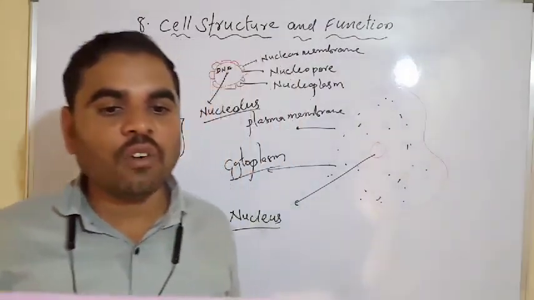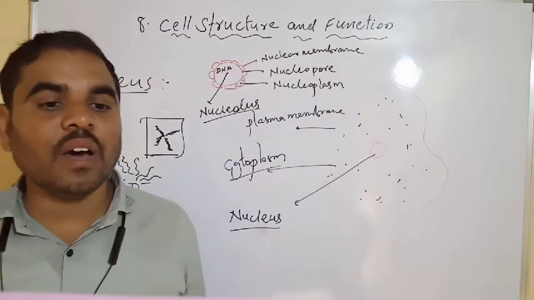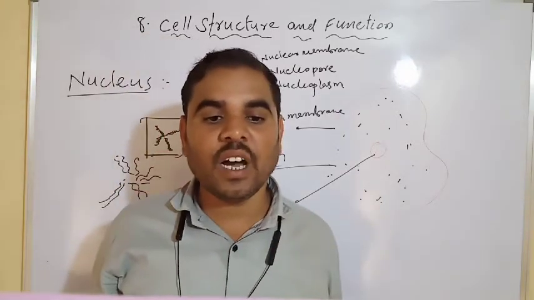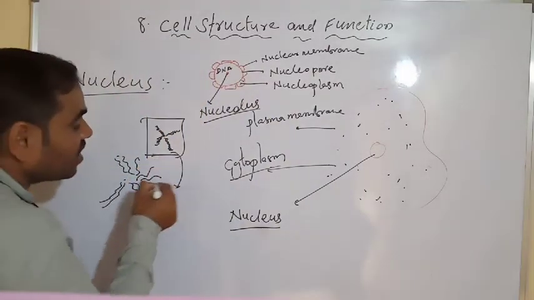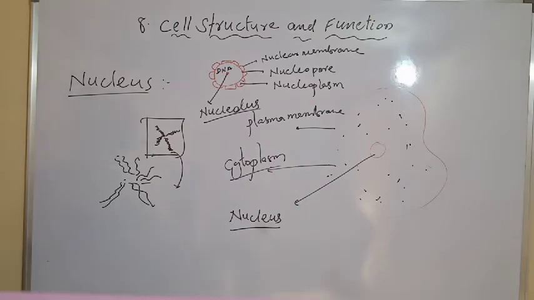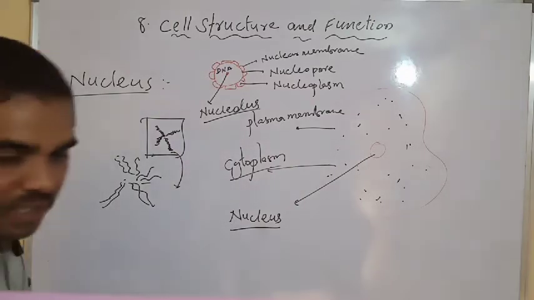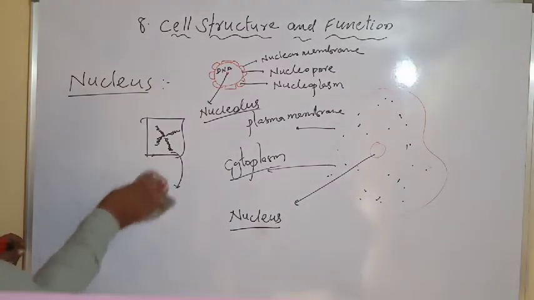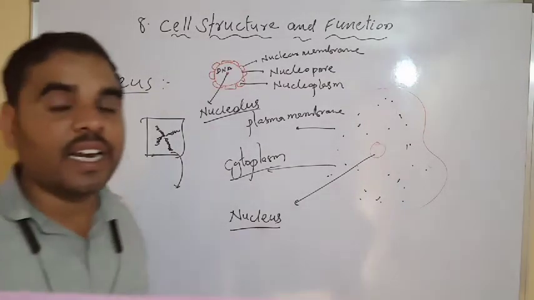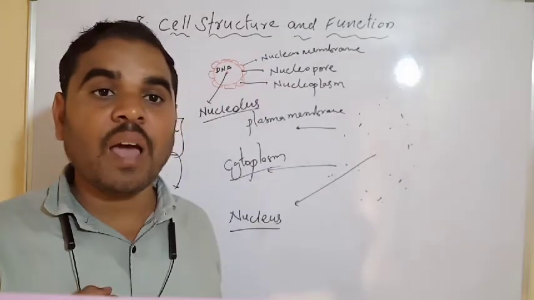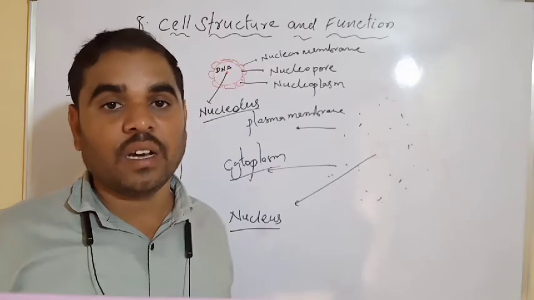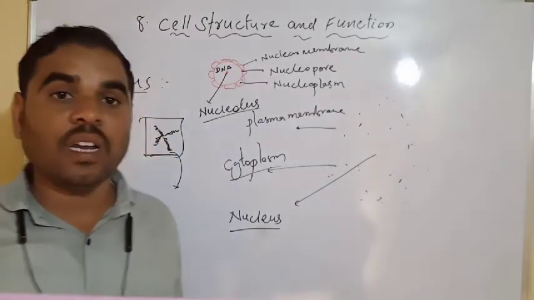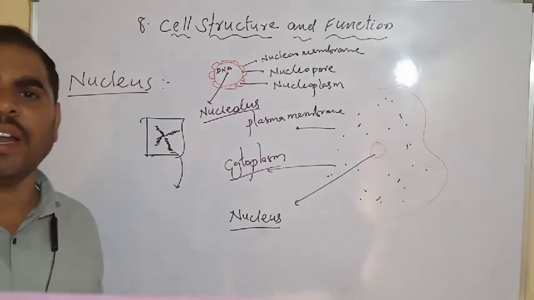Next, the function of the chromosomes is the transfer of characters. Characters are transferred from one generation to another generation. We call this inheritance. What is inheritance? I am getting characters from my grandfather, grandmother, uncle.